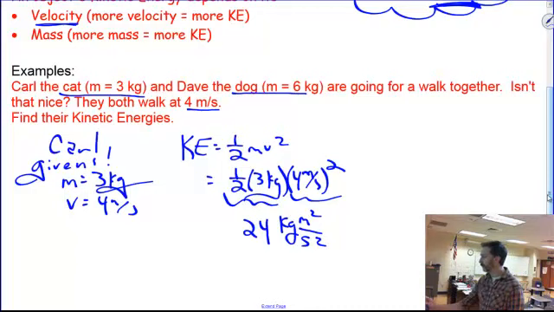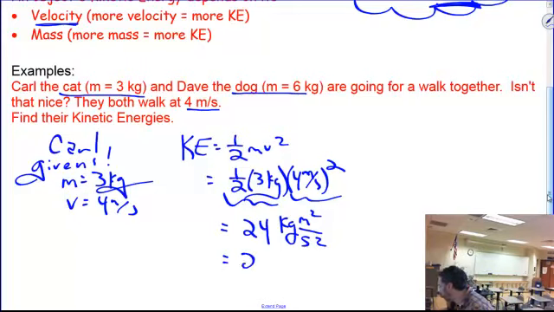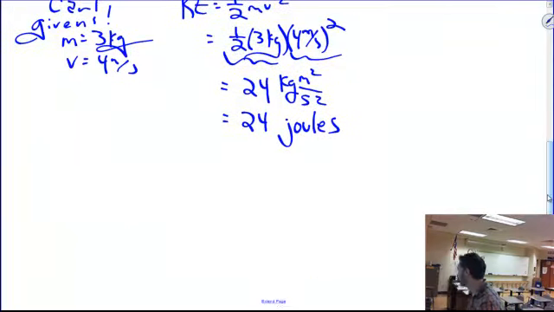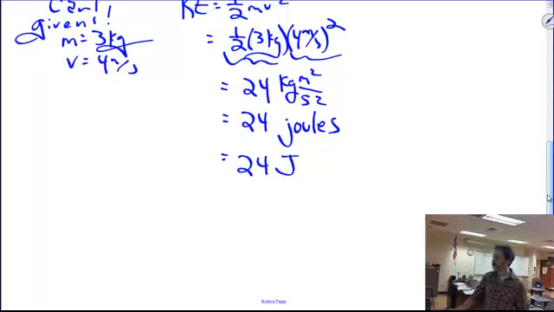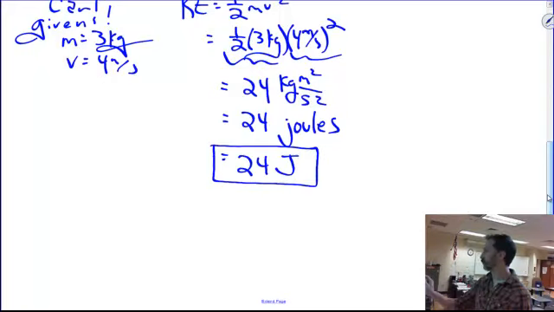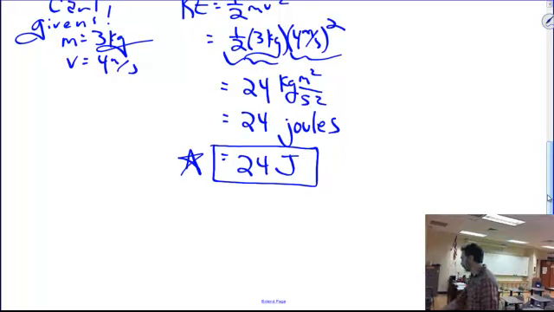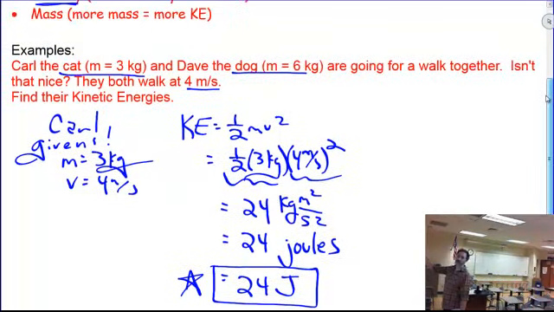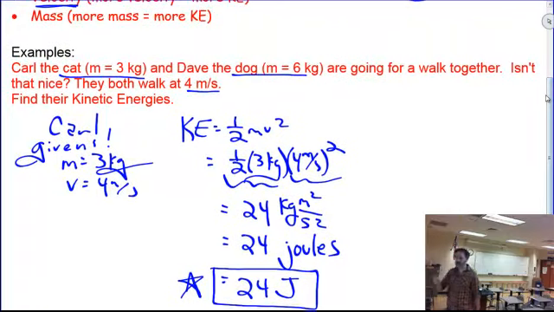Okay? Now, this has a name. Rather than writing kilogram meters squared per second squared all the time, we're just going to call this 24 joules. Usually abbreviated with a capital letter J. So, energy will always be measured in joules this chapter. Now, the second part of this problem, I'm not going to actually go through it because it's basically more of the same, but it does have an important point.